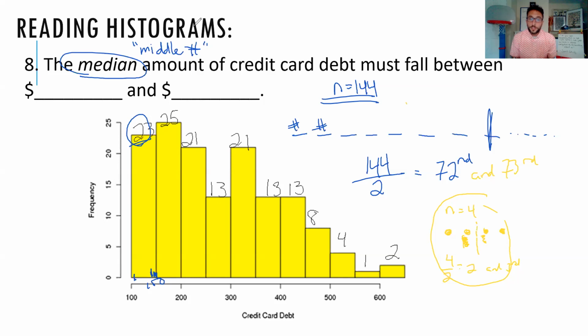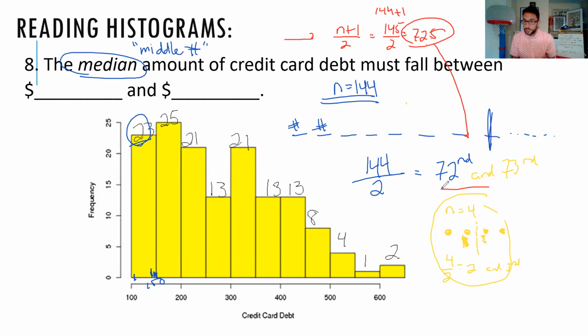Another way to approach this, some people for median just use the formula n plus 1 over 2, which would give me 145 over 2, right? 144 plus 1, which gives me 72.5, which connects to this idea that the median's between the 72nd and 73rd data value. So whatever way works for you.